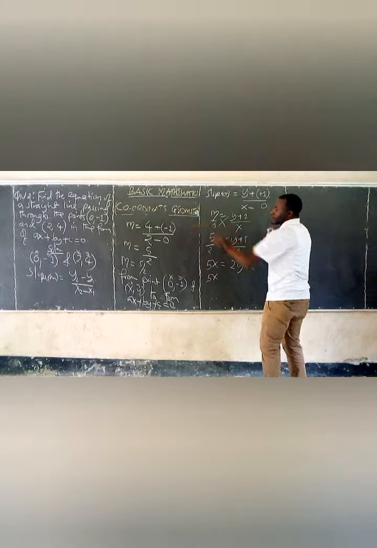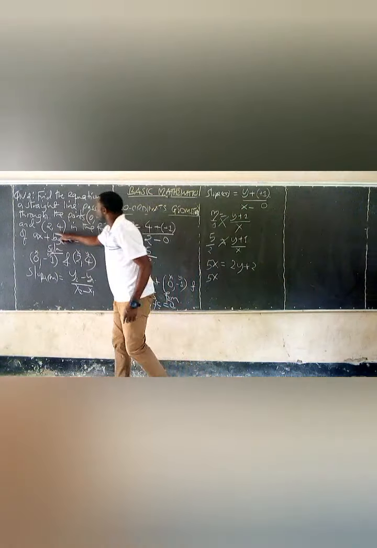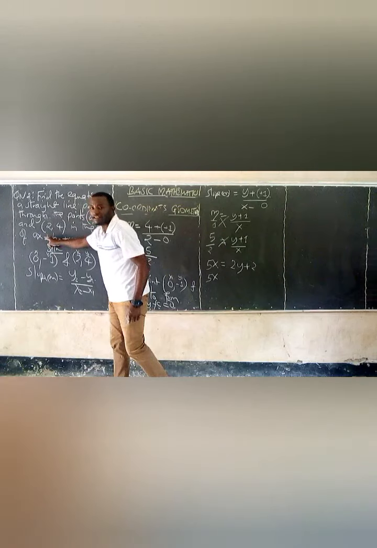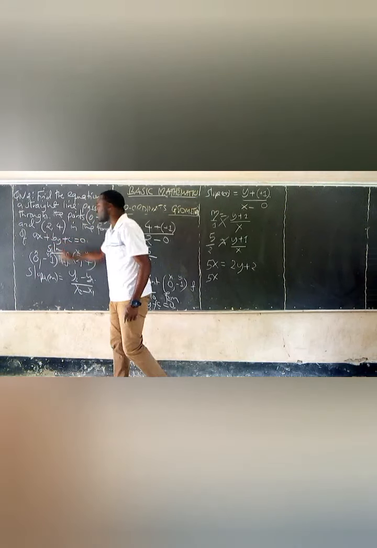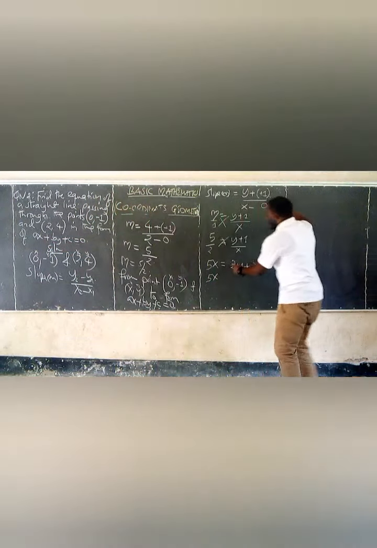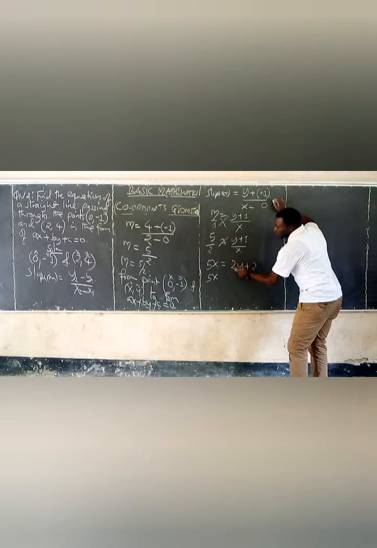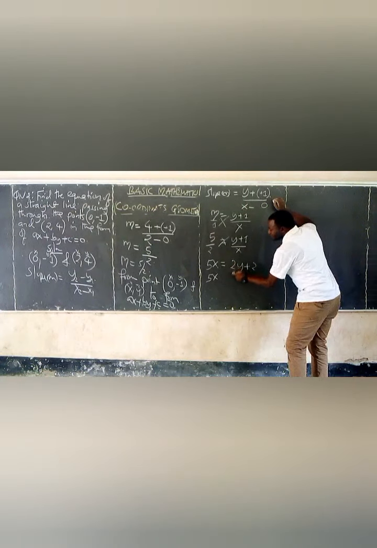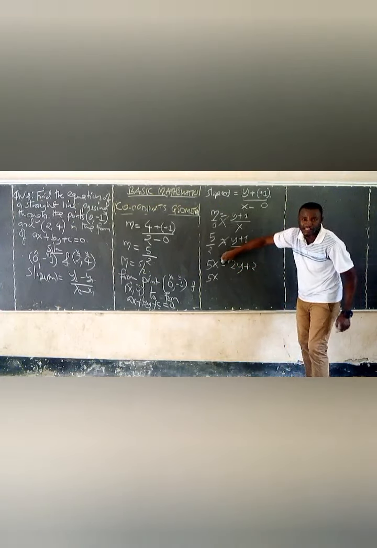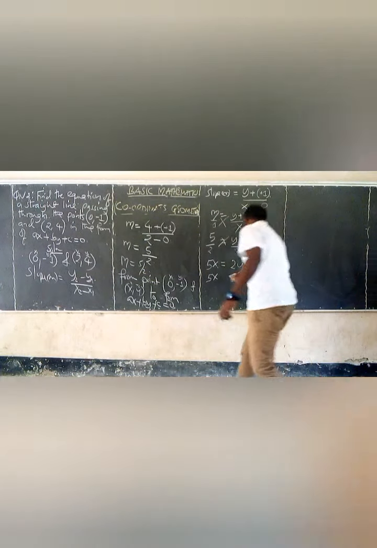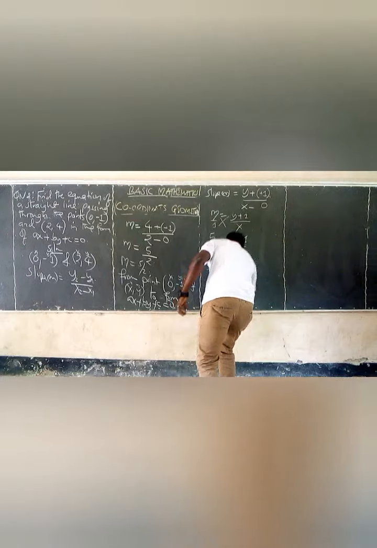5x. Then the next one is y. Don't regard which sign is obtained here. So the next one will be y, but y is found here. We take this y and shift it to this side. Once we shift it, this is positive, but after crossing the equal sign it will be negative. So this will be equal to negative 2y.